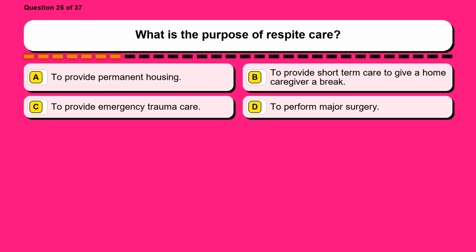Option A, to provide permanent housing. Option B, to provide short-term care to give a home caregiver a break. Option C, to provide emergency trauma care. Option D, to perform major surgery.